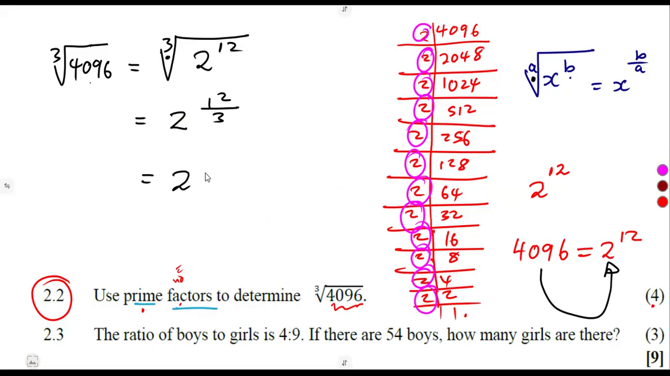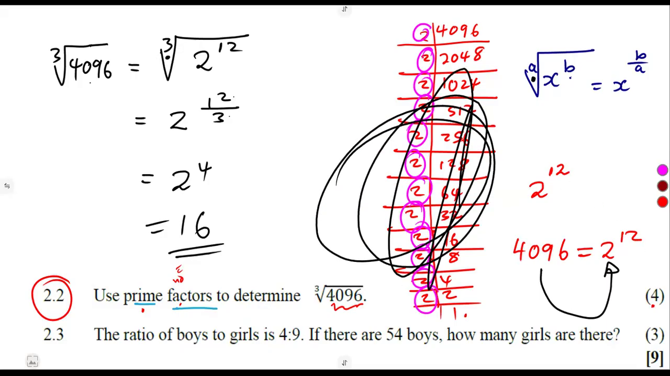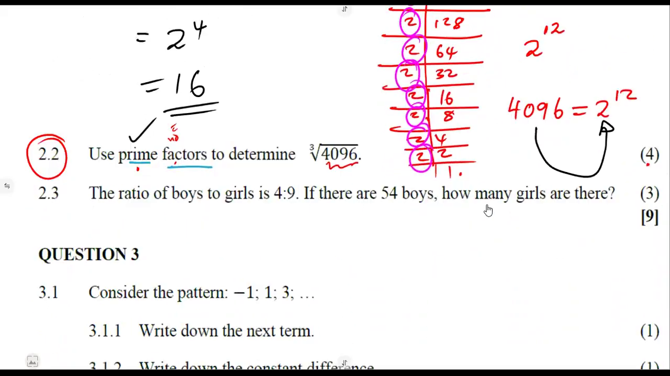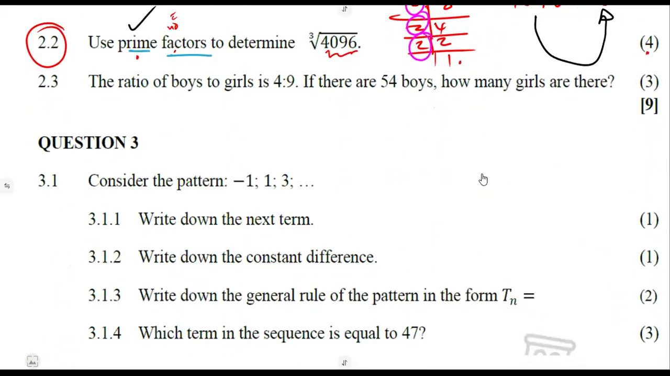So it is 2 to the exponent of 12 divided by 3, which is 4. What is 2 to the exponent 4? You multiply 2 times, 4 times. It gives us 16. As we can see, it's the same answer as what we got previously, but the way that was used is a bit longer, and that is what they wanted you to do: use prime factors. So you follow the instruction. That is an exam. All right.